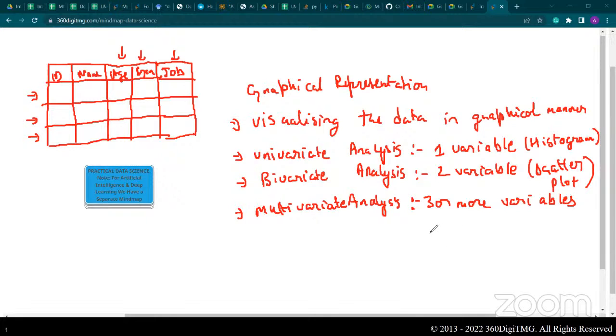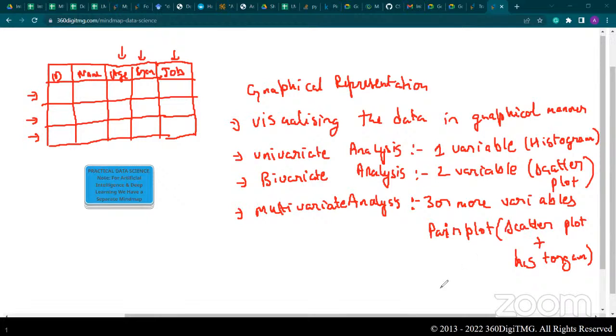We use something called a pair plot. A pair plot is a combination of a scatter plot plus a histogram. Now this histogram can be changed for other univariate plots, but basically it is a combination of a bivariate plot and a univariate plot. So this is going to give us information of more than one column.